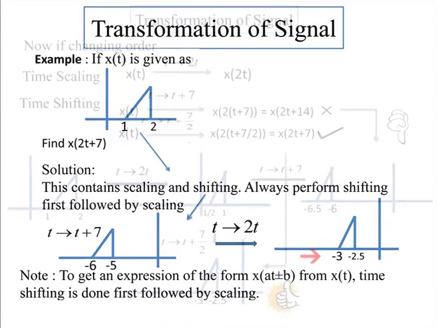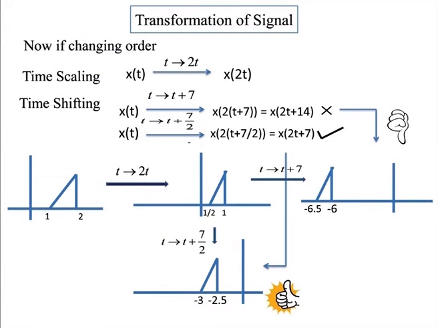So, what you have to do in this step is take 2 common. It means you have to now shift by 7 by 2. If you multiply 2 into (t plus 7 by 2), then it will be 2t+7. So, this is the right way of doing it. If you are doing scaling first, then you have to take the factor common by which you are scaling, otherwise your solution will be wrong.